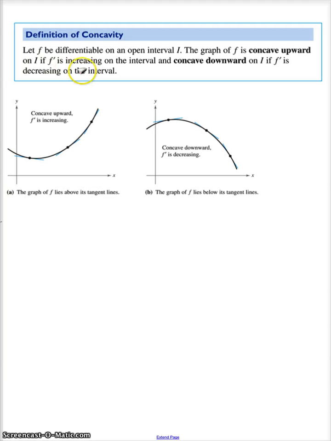Okay, write down in your notebook the definition of concavity. Let f be a differentiable function on an open interval I. The graph is concave upward if f prime is increasing. So if the first derivative is increasing, then it's concave upward. If the first derivative is decreasing, then it's concave downward.